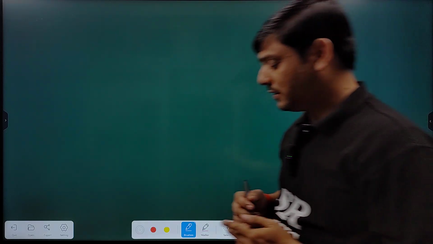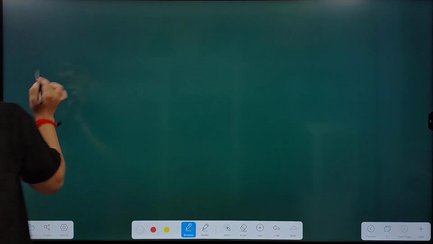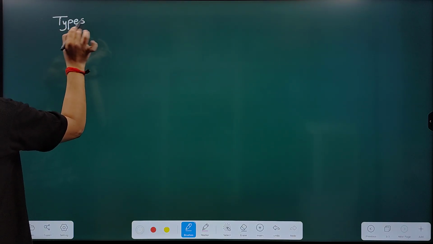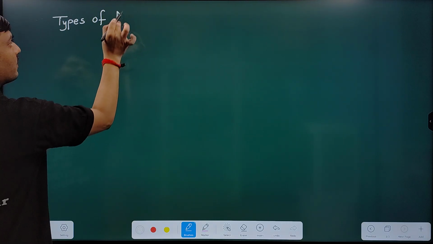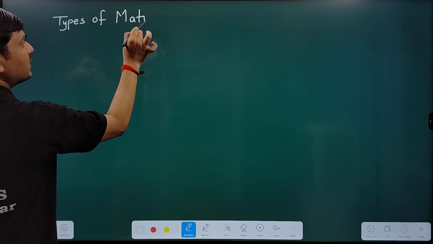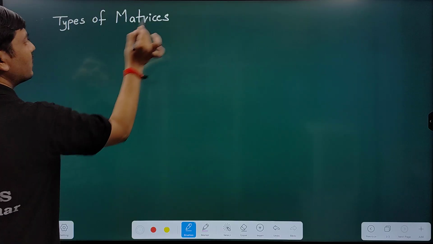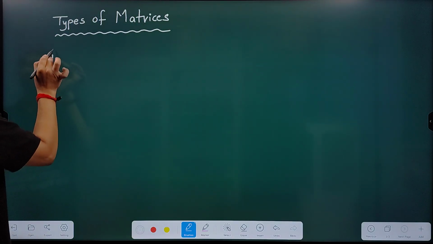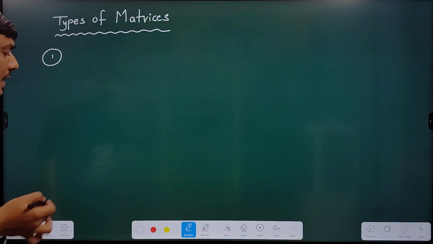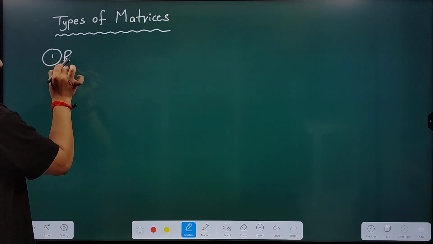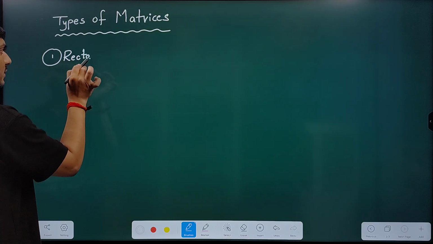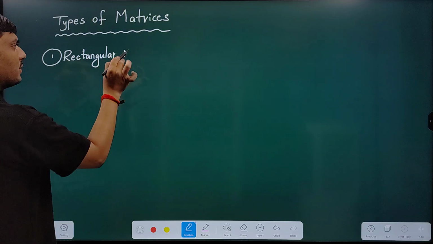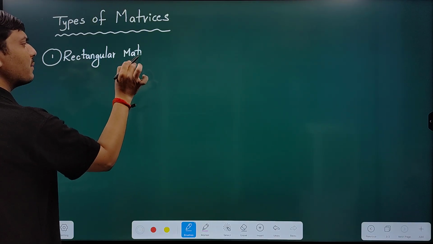In this session on matrices, types of matrices. There are a number of these types of matrices. The first one is the rectangular matrix, students. Which matrix is called a rectangular matrix?